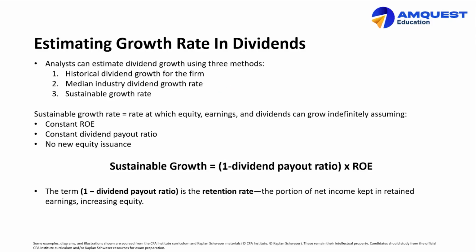So estimating growth rate in dividends. Analysts can estimate dividend growth using three methods. One is historical dividend growth for the firm. So this is what you get if you analyze the historical data. This is the median industry growth rate. So you will see how much other firms are paying and what is the midpoint over there. And then we calculate the SGR using the data, P multiplied by ROE. So sustainable growth rate is the rate at which equity earnings and dividends can grow indefinitely, assuming the ROE is constant, the dividend payout ratio is constant, and no new equity is issued. So these 3 points are important from a theoretical perspective for G.